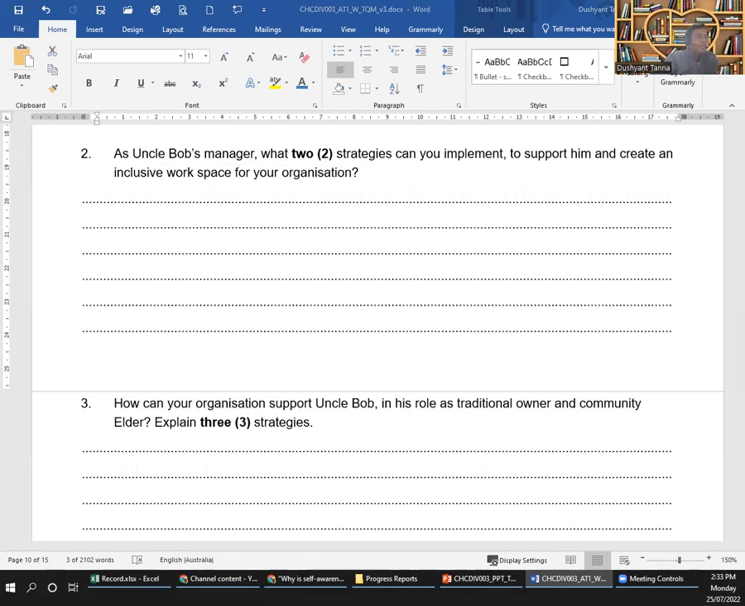Cool. How can your organization support Uncle Bob in his role as a traditional owner? Some of what you did, work flexibility and developing a work plan, can come here as well. You can also train and hire some part-timers, and invest in local technology so Bob doesn't have to be at all the places. Give him really good access to technology, or easy access to vehicles, or smart laptops or phones or tablets, so he can work most things remotely, or give him a driver.